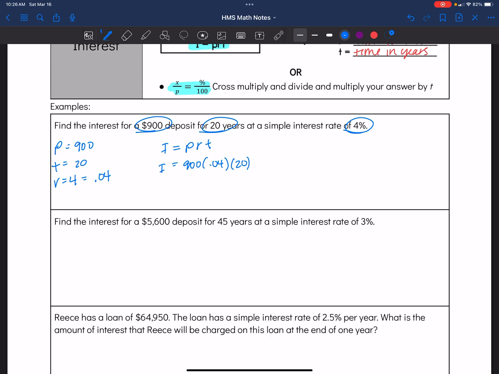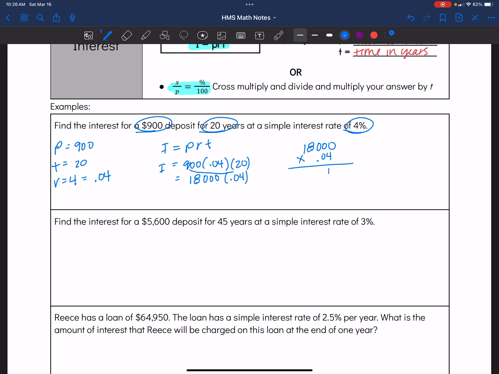Now, we can do some things in our head, because again, when it comes to multiplication, the commutative property of multiplication means we can multiply any number in any order and get the same answer. So I am actually going to multiply the 900 times the 20, because I know 2 times 9 is 18, and then I'm going to put 3 zeros at the end. So what I'm calculating is 18,000 times 0.04. To make sure that all of my zeros and decimals are correct, I will actually multiply that out instead of doing that in my head.